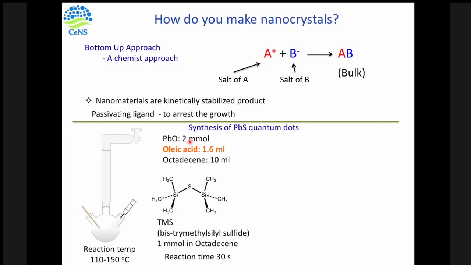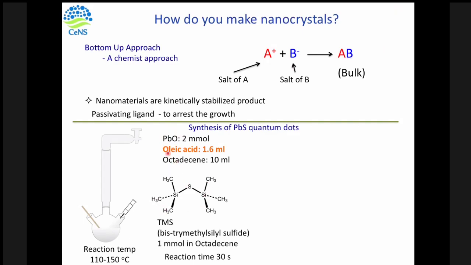So what we do, we take lead oxide, and we add some acid, oleic acid, in a solvent which does not interact with any of them. Then at high temperature and under high vacuum, this lead oxide reacts with the acid group of the oleic acid. It forms lead oleate. The oxygen reacts to form water, and as we are applying vacuum and high temperature, the water goes away from the reaction mixture. So once this lead oleate forms, we add the bis(trimethylsilyl) sulfide to form lead sulfide.